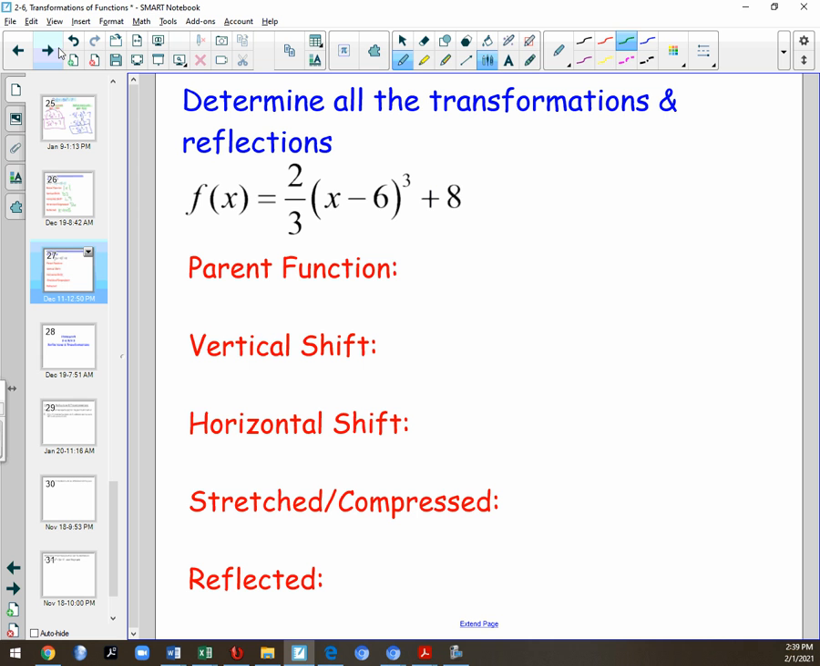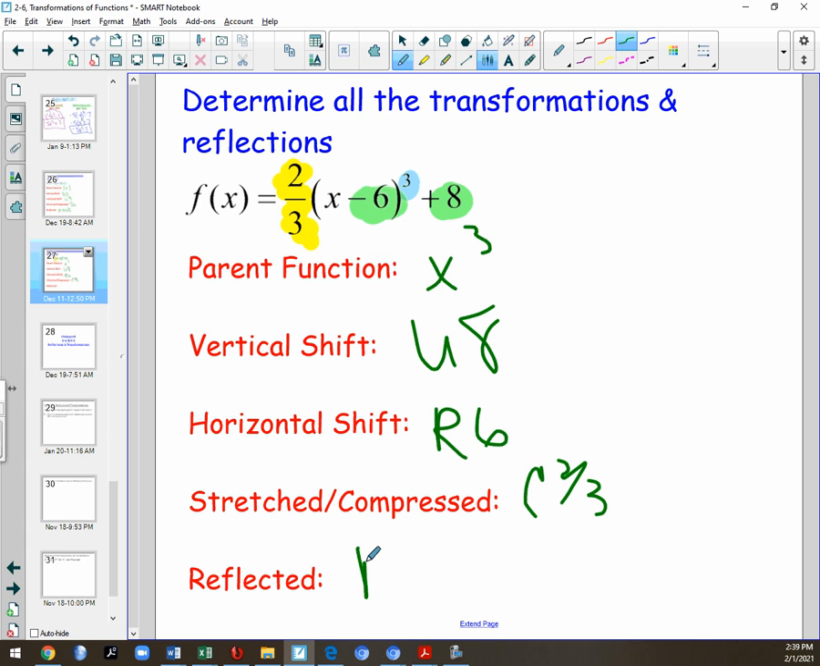Last example, same exact thing. Parent function, we already know that. It's going to be x cubed. Then I'm going to go ahead and say this 2/3 means it's a compress. This minus 6 means I'm going to go to the right 6. And this plus 8 means I'm going to go up 8. There is no reflection, so I simply write none.